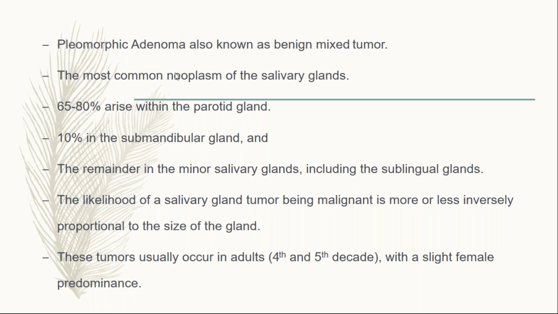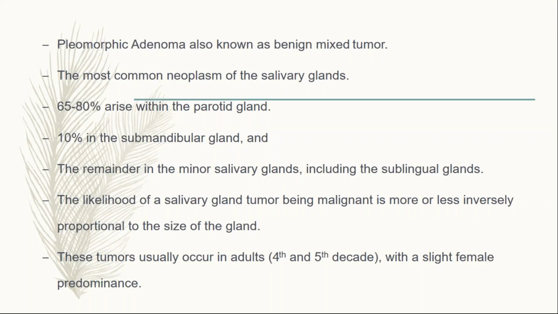Okay, so it is the most common neoplasm of the salivary gland. It accounts for around 65 to 80% in the parotid gland, and it is present in 10% of the submandibular glands, and the remaining percentage in the minor salivary glands, including sublingual glands.